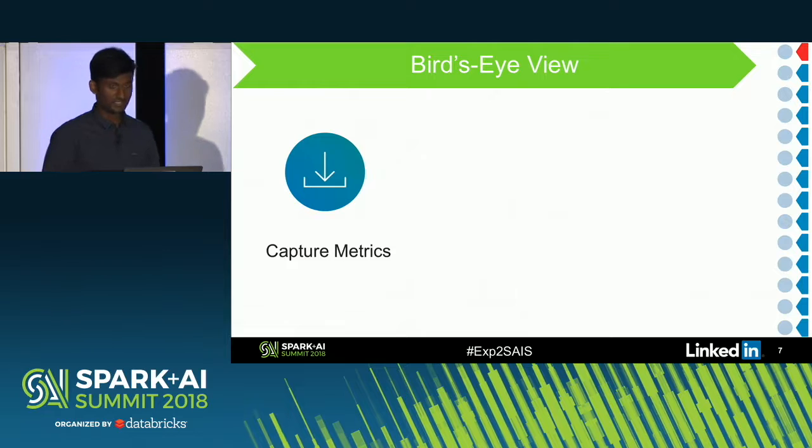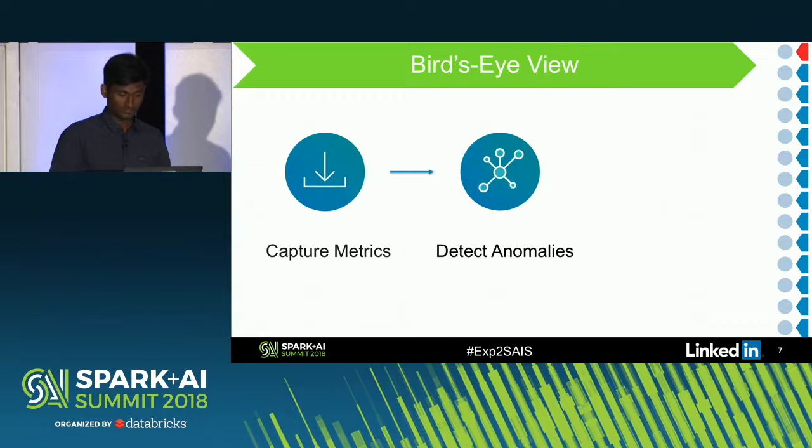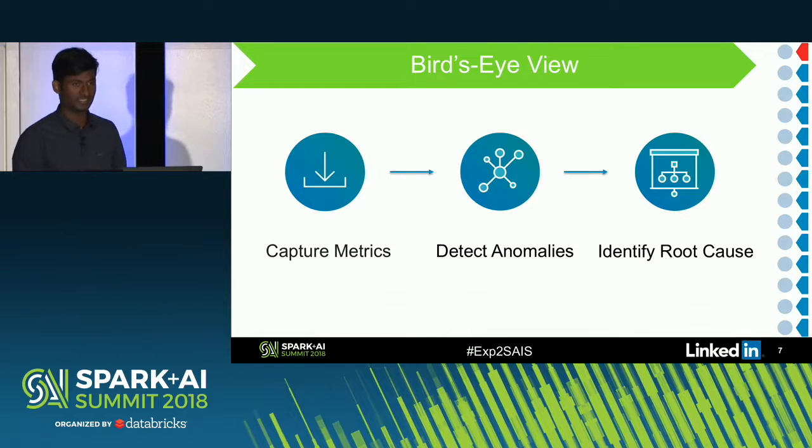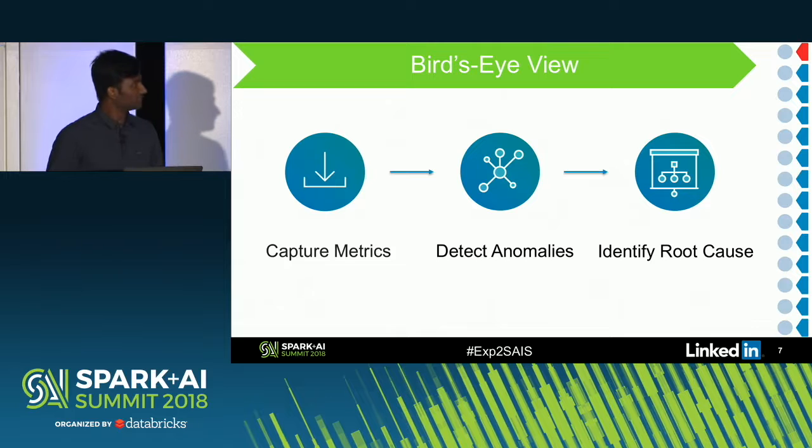So here's a very high-level view of the solution. First, we capture all of the metrics that try to answer these issues, and once that is done, we try to detect outliers in those metrics. And once we have those outliers, we need a way to identify the root cause of those anomalies. So this is a very simplistic high-level view of the solution. We will dive into each one of these areas and see what is actually involved in each one of them.